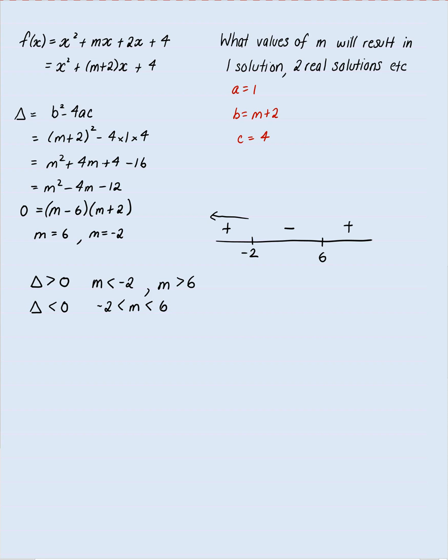So there's the use of the sign diagram. When your discriminant has an m squared or k squared or any unknown squared, it means you can have more than one solution. And let's just try one more.